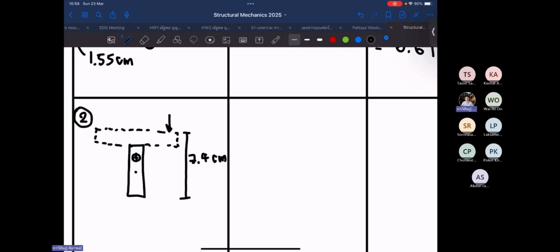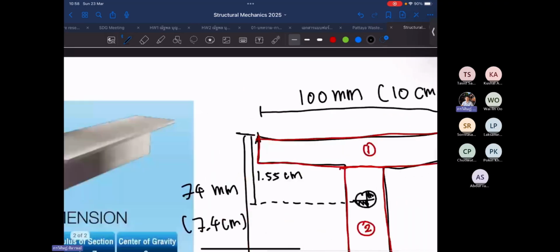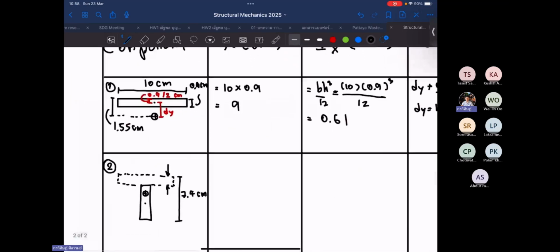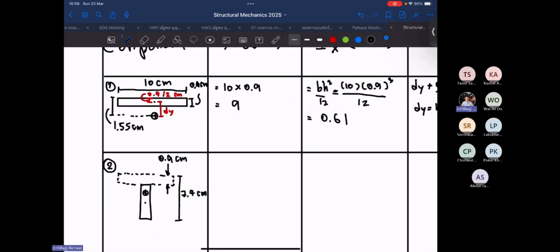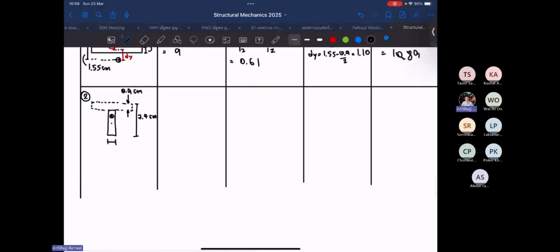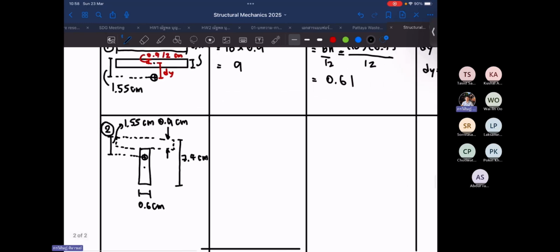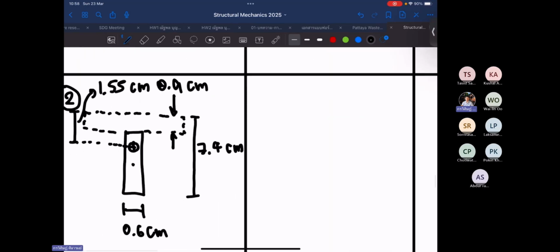This thickness is 0.9 centimeter. This thickness is 0.6 centimeter. And from the top corner to the centroid of the overall shape, this one is 1.55 centimeter. Like this. Then real quick, I will calculate this.